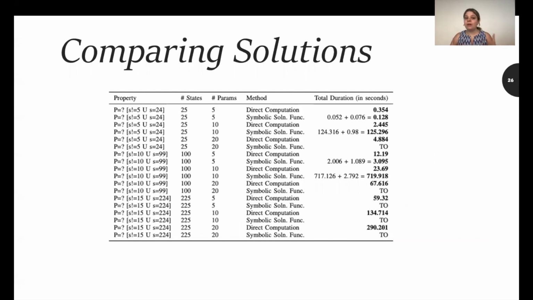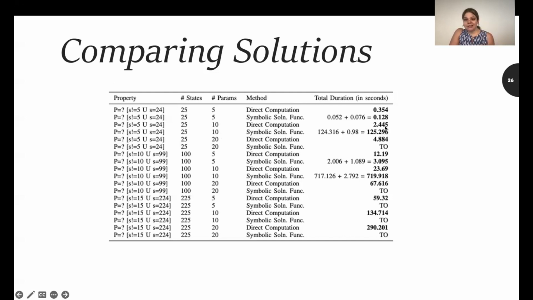Which is when we have large numbers of states and parameters, the direct computation method is actually faster. So let's look a little bit more closely at this. The duration column here on the right-hand side in bold shows the total duration of each method for computing the solution. And we see that for 25 states and 5 parameters, the symbolic solution function is faster than the direct computation.